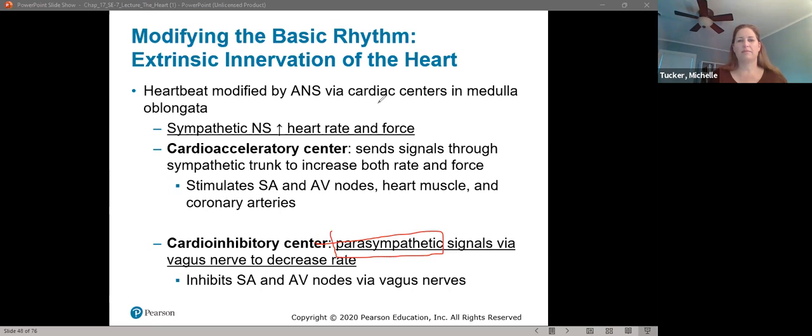When we need to increase heart rate or force of contraction, then the sympathetic nervous system is going to override the parasympathetic. So fight or flight, increasing cardiac activity is the role of the sympathetic nervous system. So parasympathetic at rest, sympathetic during fight or flight situations.